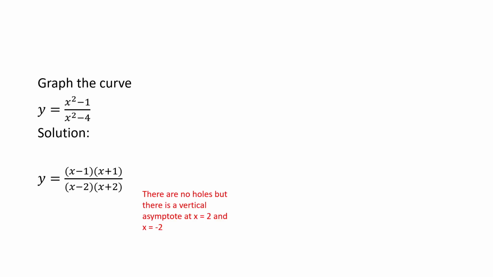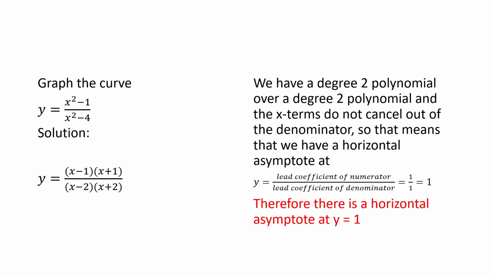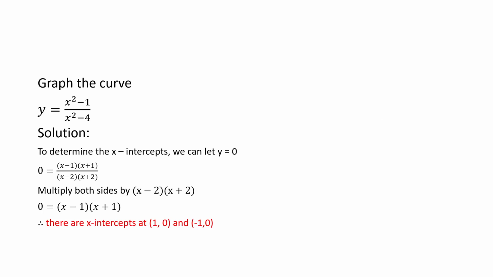And we see that there are no holes, because there's no factor of the denominator that cancels out with the numerator. But we do have a couple of vertical asymptotes, x equals 2 and x equals negative 2. Now, let's think about horizontal asymptotes. We have a degree 2 polynomial over a degree 2 polynomial, and the x terms don't cancel out of the denominator, so we're going to have a horizontal asymptote at y equals lead coefficient of numerator over lead coefficient of denominator. In other words, y equals 1.